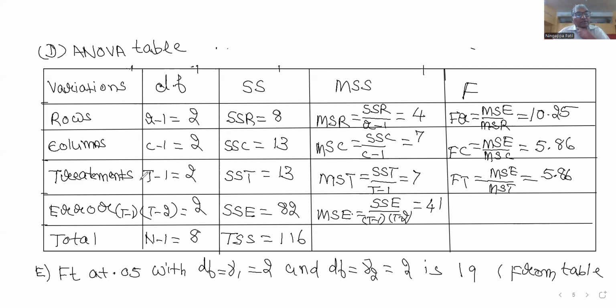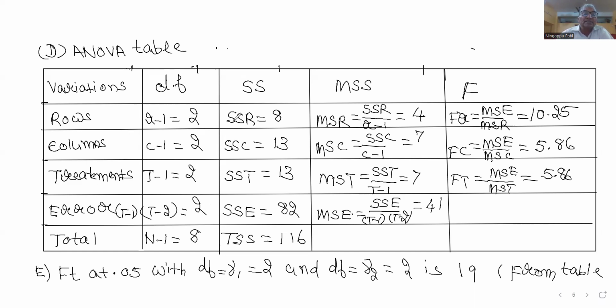Look here. T, 3 minus 1, again T minus 2. This is again 2. Then total, N minus 1, 9 minus 1, 8 it is. Then the sums of squares: SSR, this is row, SSC, SST, SSE, TSS.